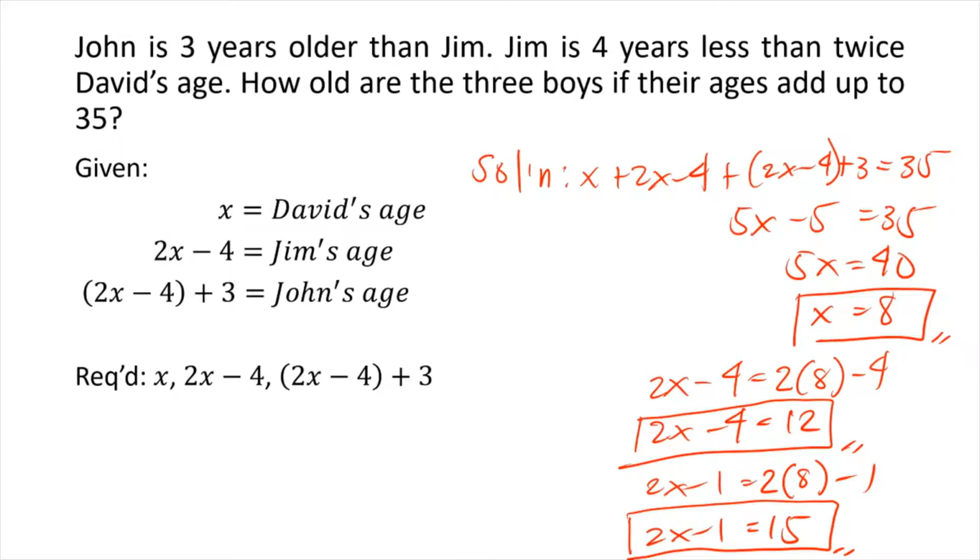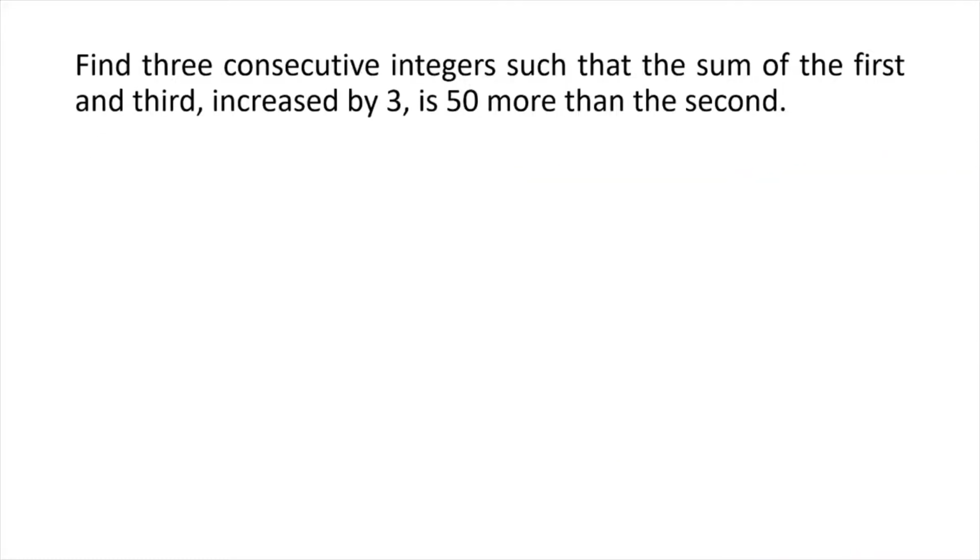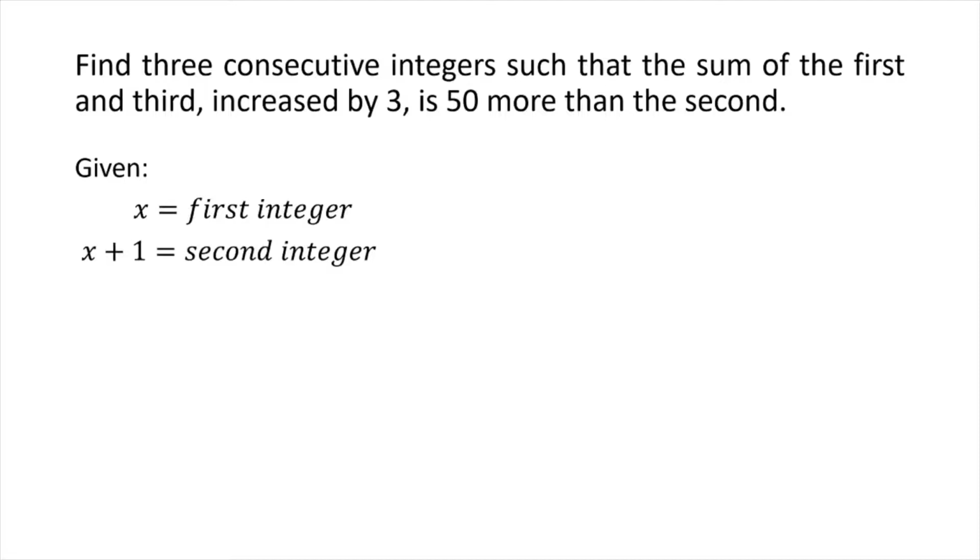Next problem. Find 3 consecutive integers such that the sum of the first and the third increased by 3 is 50 more than the second. So let's start by defining the first of the 3 consecutive integers. Let's say it's equivalent to x. If the first integer is x, therefore the second integer is x plus 1, and of course the third integer is x plus 2. We are asked to find the values of the 3 integers, so that would be x, x plus 1, and x plus 2.